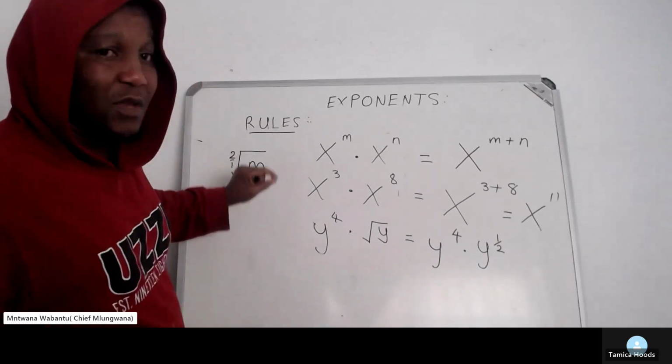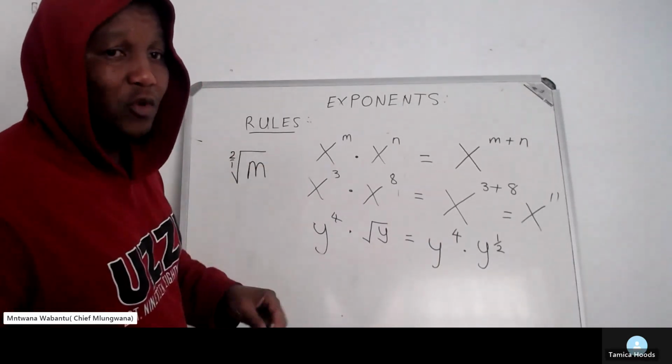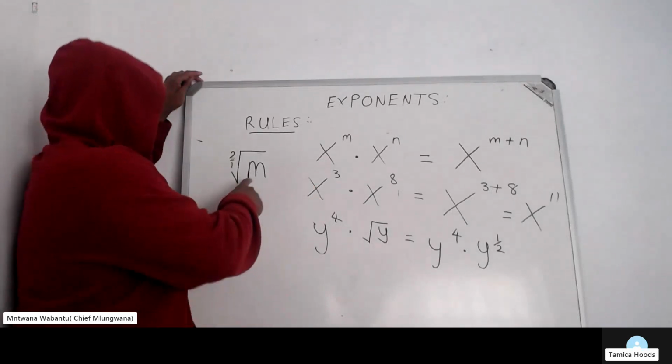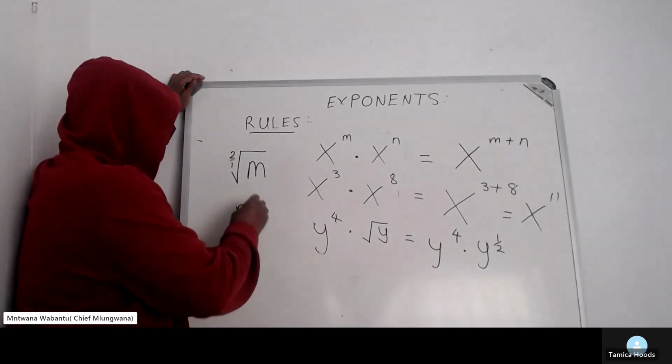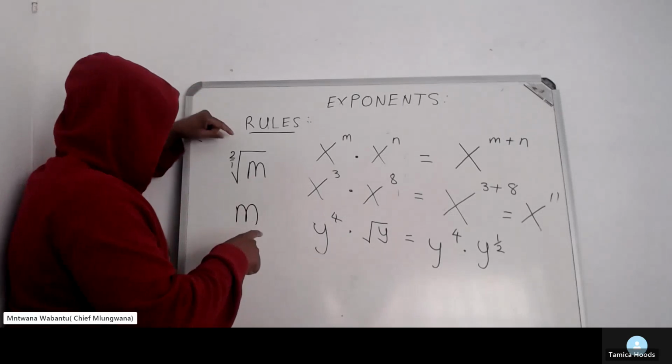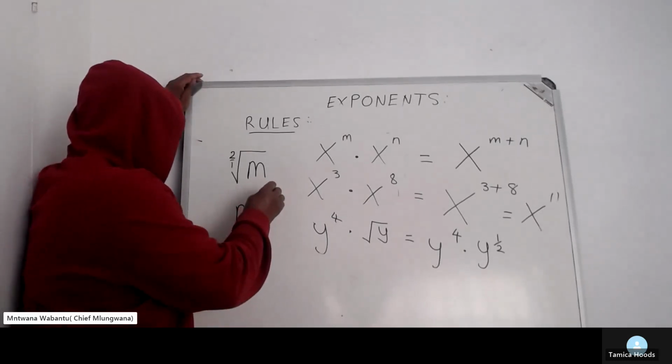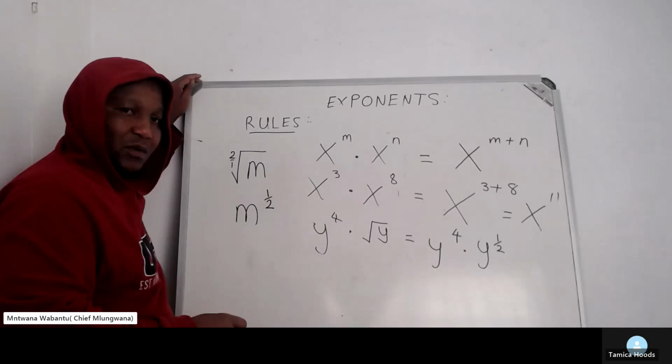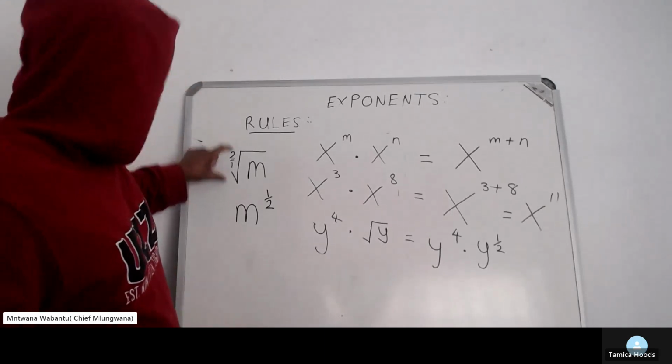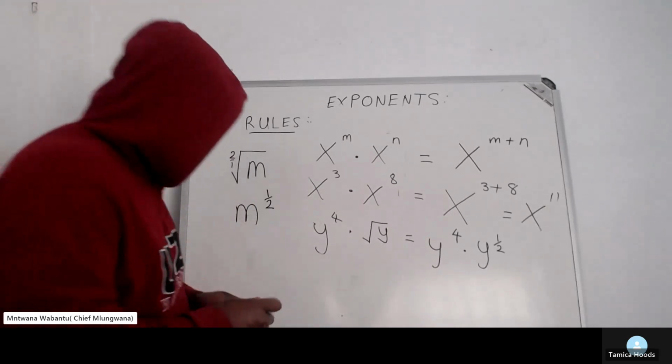And then I want to change it from the root form to the exponential form, or the power form. I'm going to write my m as it is here, and then I'll flip this. 2 over 1 is going to become 1 over 2. So we have changed from the root form to the power form.